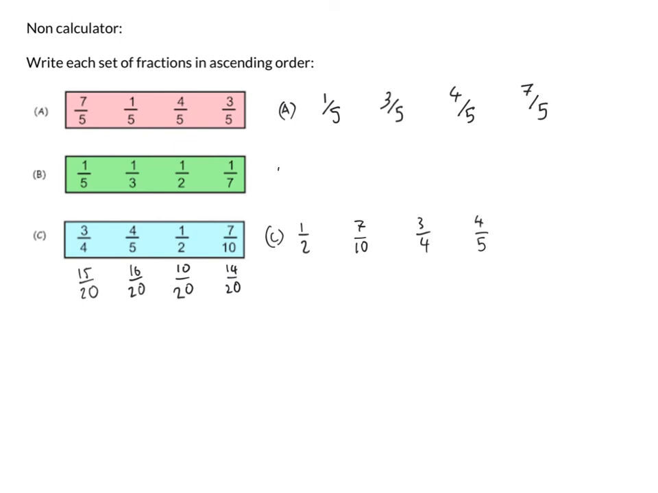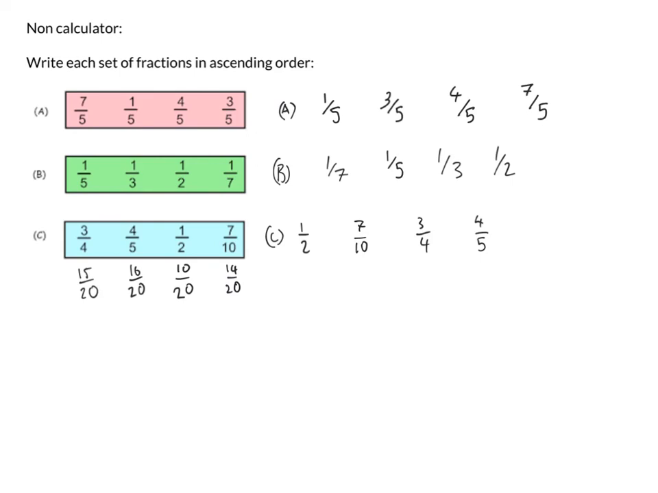1 divided by 7 is going to be the smallest amount. Then 1 divided by 5 is going to be the next biggest amount. 1 divided by 3, that's going to be a bigger share. And then 1 divided by 2 would be a share bigger than that. So here I've been able to order it by just carefully considering what the actual fractions mean.